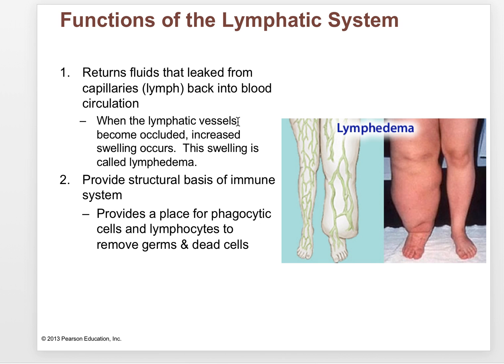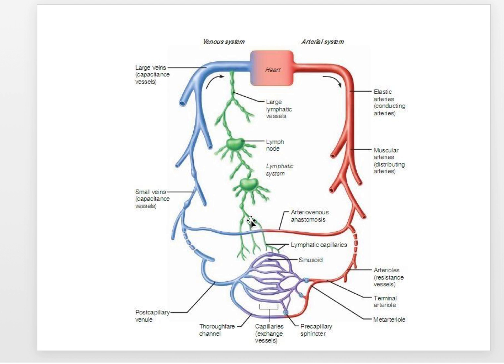The lymphatic system returns those fluids that have leaked from the capillaries back into the blood circulation. So the fluid that gets leaked into the tissues from the capillaries that doesn't get picked back up in the venules, that fluid is called lymph, and that's what is picked up by the lymphatic system and then eventually taken back into the venous circulation. You see from this previous slide, the lymphatic system picks up fluid from the tissues, and it goes through the different lymphatic trunks, lymph nodes, and eventually it dumps it back into the large veins near the heart.